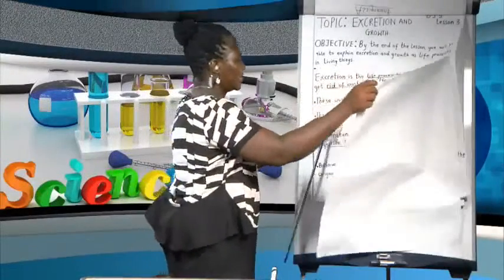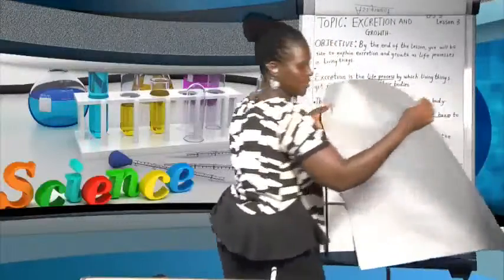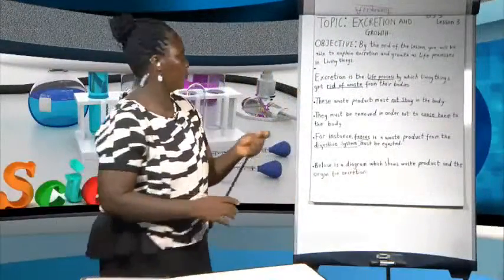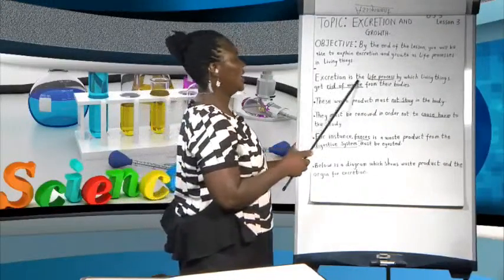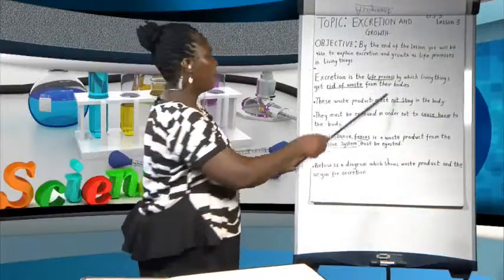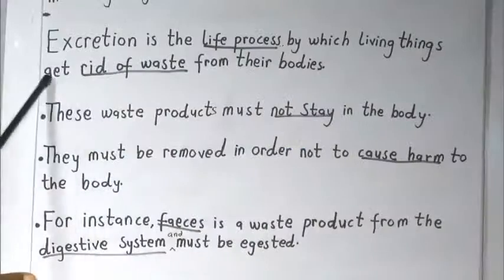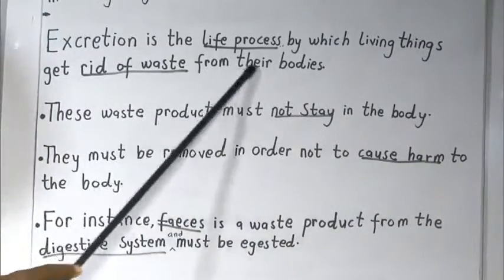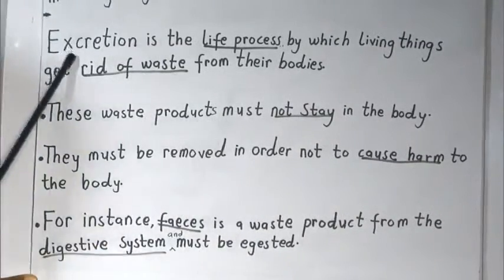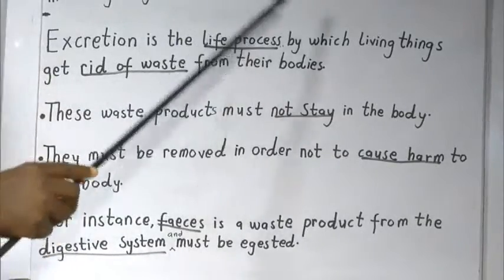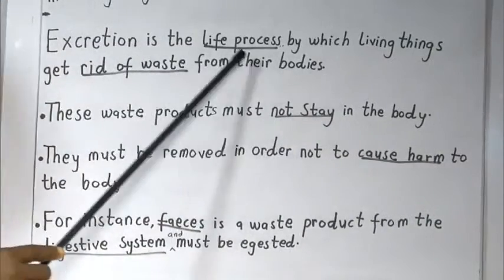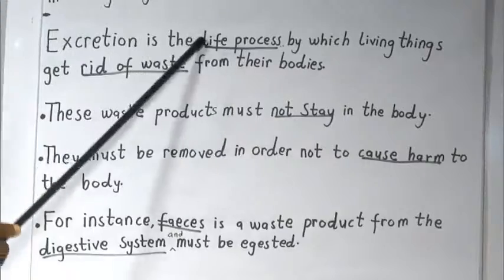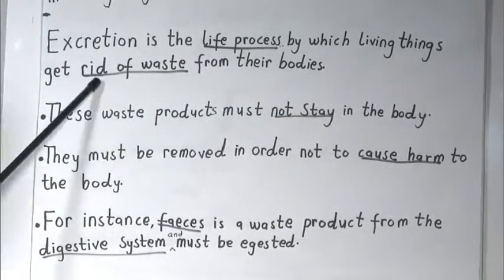So let's go to our board and see what an excretion is. On our screen, we see that excretion is the life process by which living things get rid of waste from their bodies. It is what? A life process. And they get what? Rid of waste.